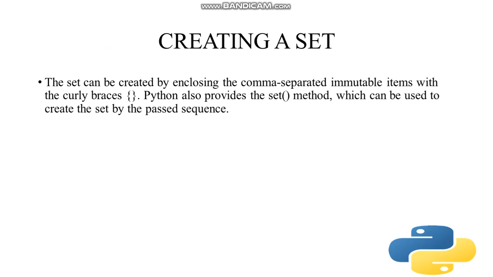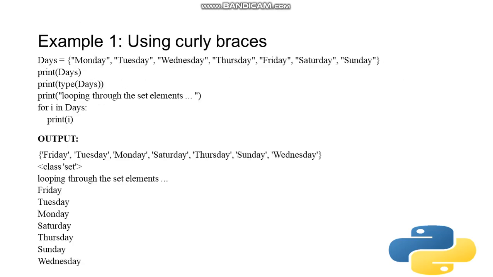Now how are we going to create this set? We can create a set by enclosing all the items inside curly braces, separated by commas. Or the other method is to use the set method, which can be used to create a set by passing a sequence of arguments.